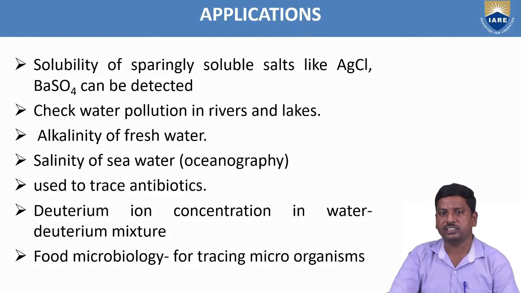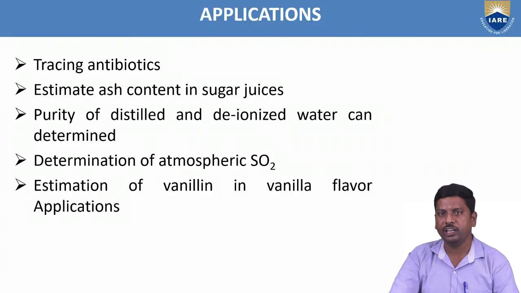It is also used in food analysis, nothing but food microbiology, for tracing microorganisms. Tracing antibiotics is also very important. At the same time, it can determine the ash content in sugar juices, and the purity of distilled and deionized water can be determined, along with the determination of atmospheric content, especially sulfur dioxide gas, and finally estimation of vanilla and vanilla flavor applications. So these are the main applications of conductometry.